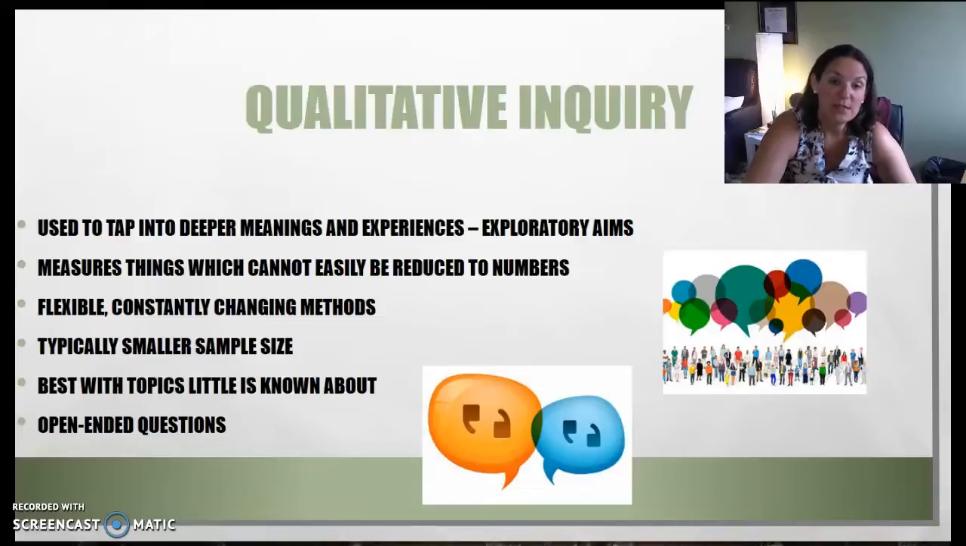Typically, qualitative research has a much smaller sample size, and we're going to talk a lot more about sampling in a module a couple weeks from now. But you need less people in a qualitative study because you're not aimed to generalize the results. We do this with open-ended questions, and qualitative research is typically done at the beginning of exploring something. So when little is known about a topic, then we might want to do qualitative research to find out more about it.